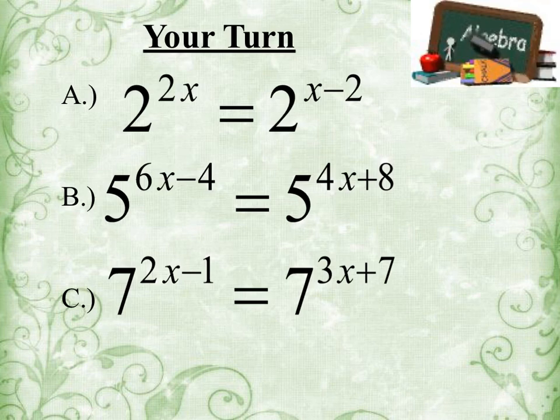Go ahead and try those. The answer to the first one is -2, and it's okay to have a negative variable. B is 6, and the last one is -8.